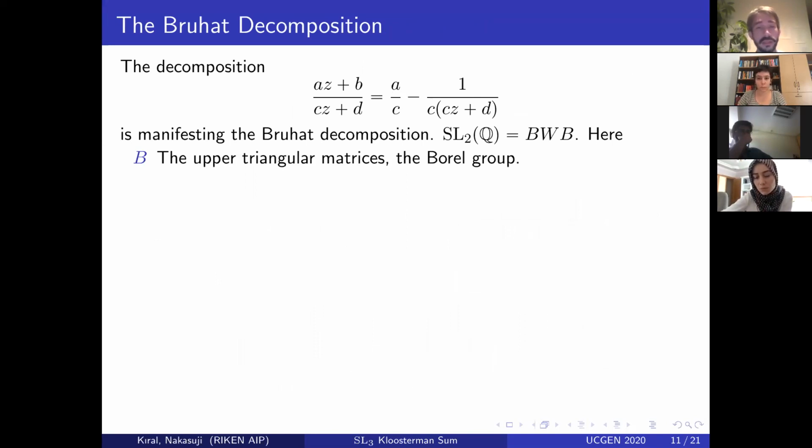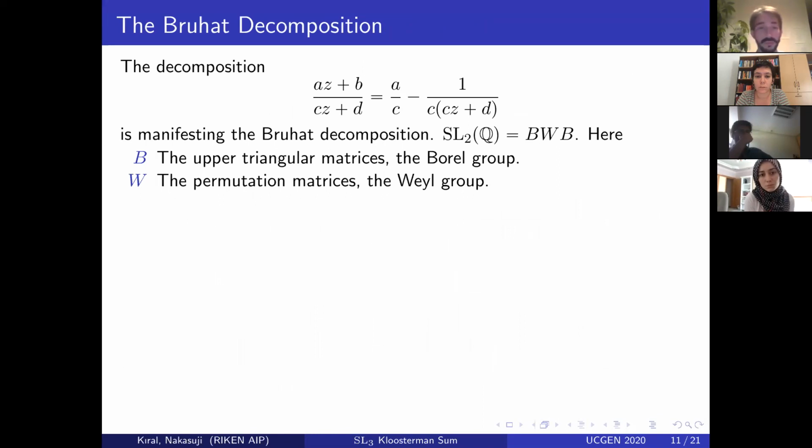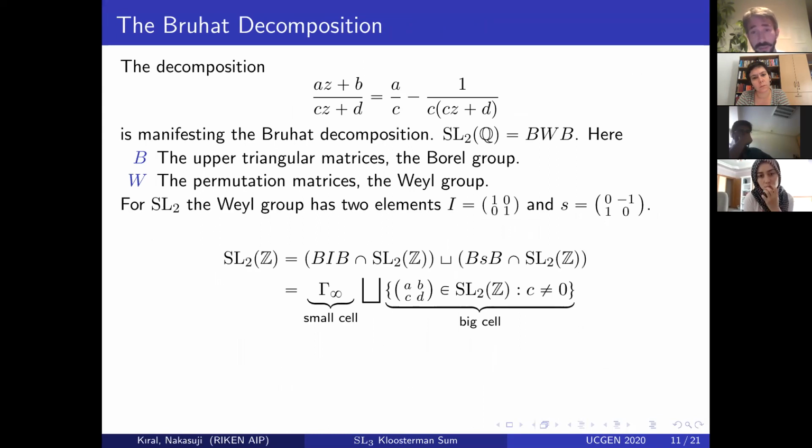So here B is the set of upper triangular matrices. In the case of SL2, it's the Borel subgroup. W is the Weyl group. In this case, it's the group of permutation kind of matrices. In SL2, things are very simple. There are only 2 elements in the Weyl group, the identity and the only reflection.